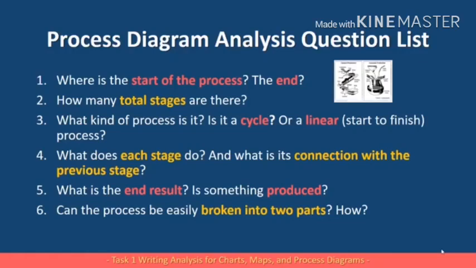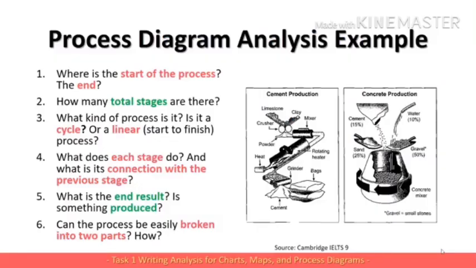Is something produced? Finally, number 6, can the process be easily broken into 2 parts? How? Yes, I really like this last question, and I know it's in all of my question lists because it makes task 1 easier to write for me. All right, and the example for the process diagram. Number 1, where's the start of the process and the end?